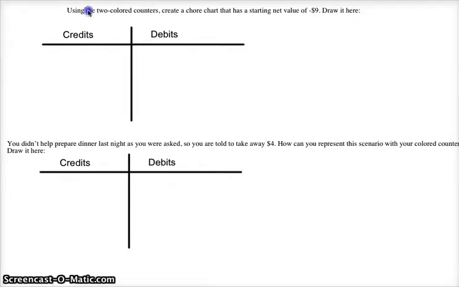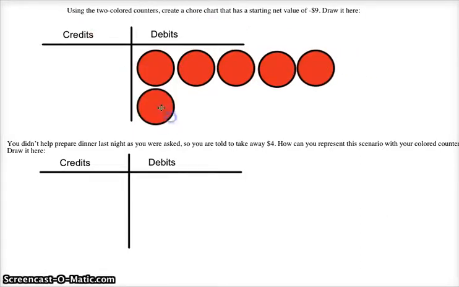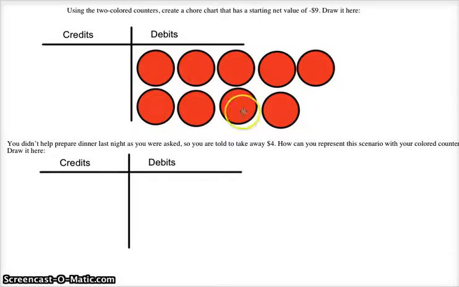So as many did this correctly, that means we need to show 9 red ones or 9 in the debits column. So you can literally keep it like that. However, now when we look at the next part of the question, you didn't help prepare dinner last night, so you were told to take away $4.